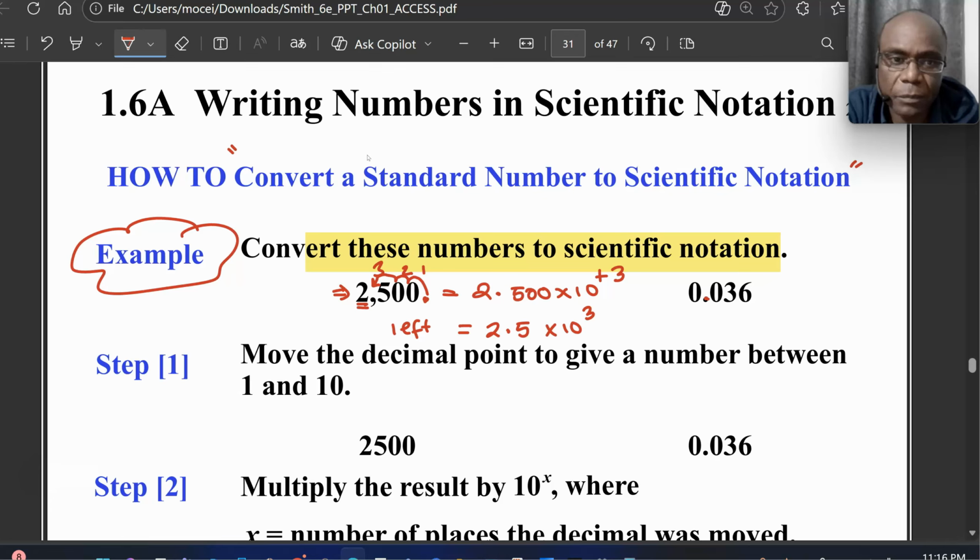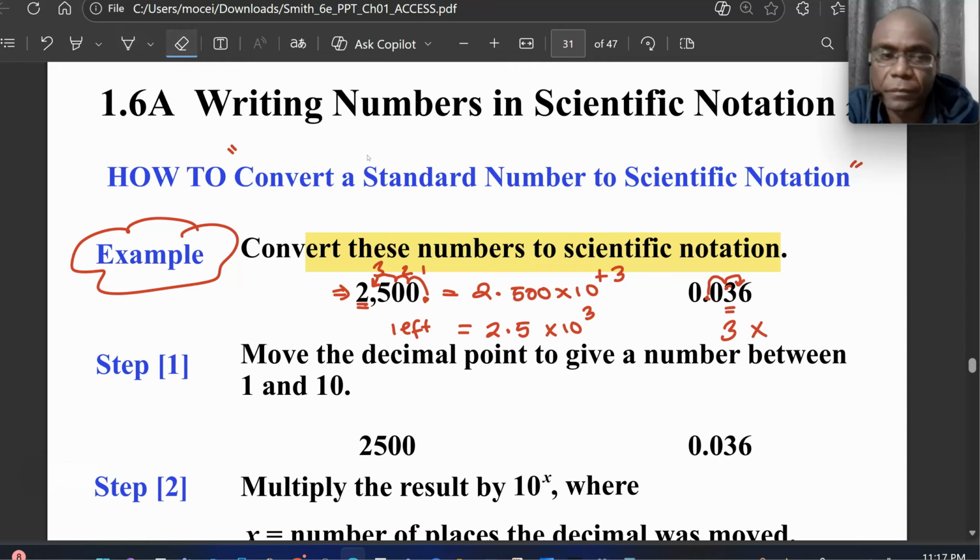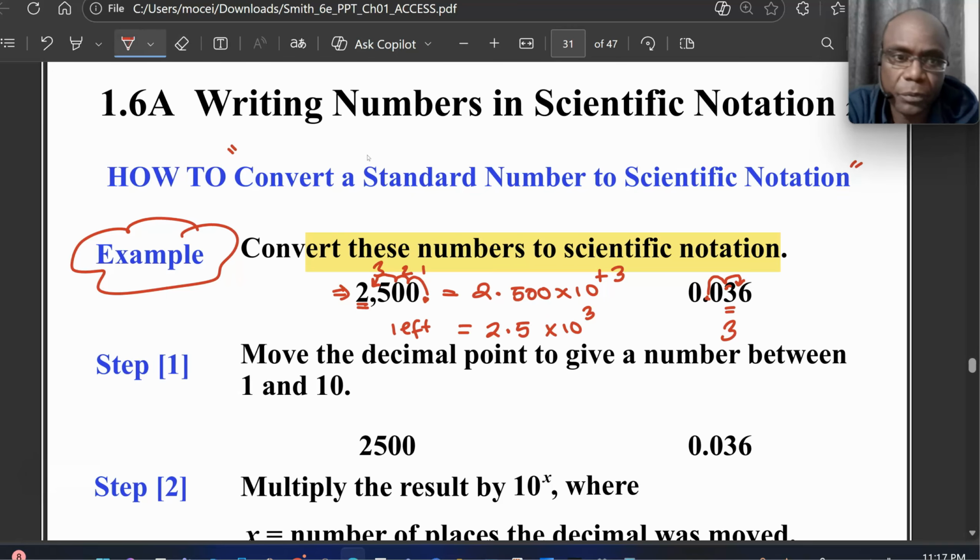Let's look at this. The decimal point is here. It's shown. We are going to the right 2 decimal places to where we have a digit between 1 and 10, which is 3. So it's going to be 3.6 times 10 to the power. Since we went to the right, how many steps? 2 steps. It will be negative. When you go to the right, it's going to be negative. Moving the decimal point to the right, use negative 2.